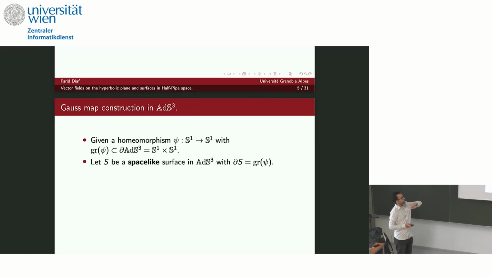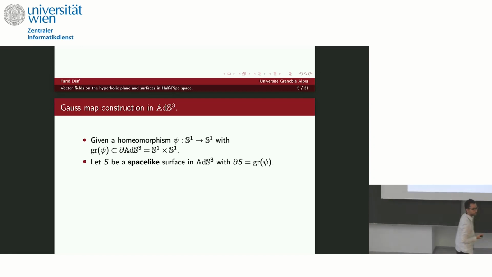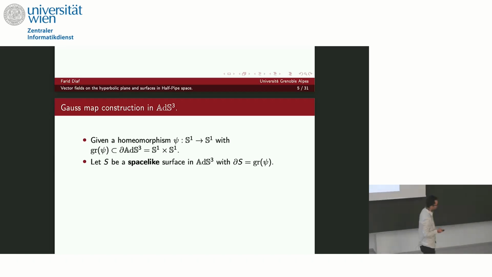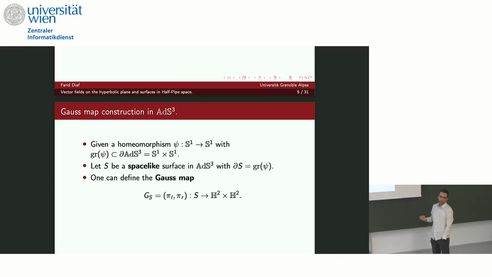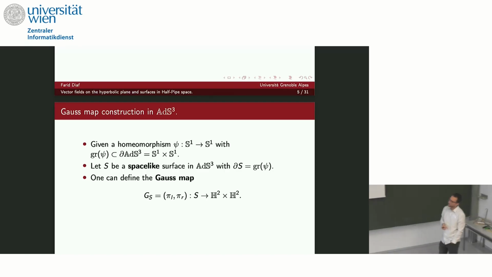So I take S to be a surface. Space-like means that the restriction of the Lorentzian metric on this surface is Riemannian, so we call it space-like. Okay, so I take a surface like this. And then there is something that we can define called the Gauss map. The Gauss map is a map from S to H2 cross H2. It has two components, which I call PL and PR, left and right projection.